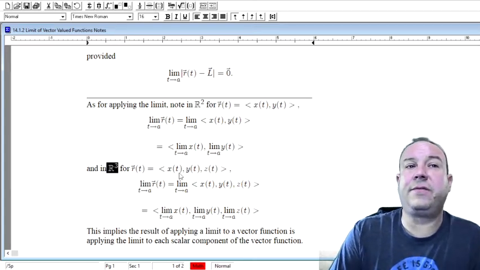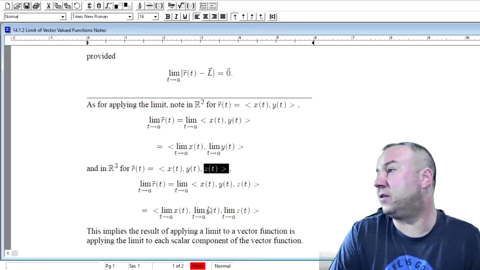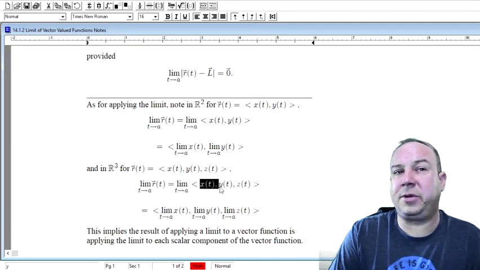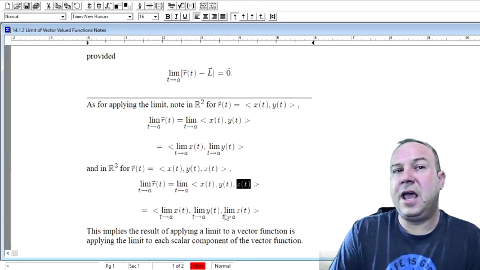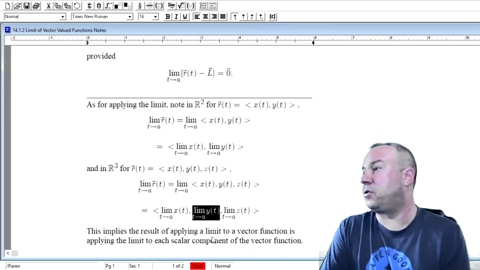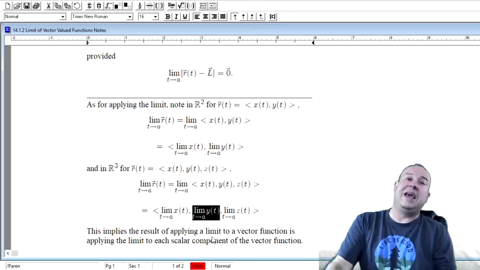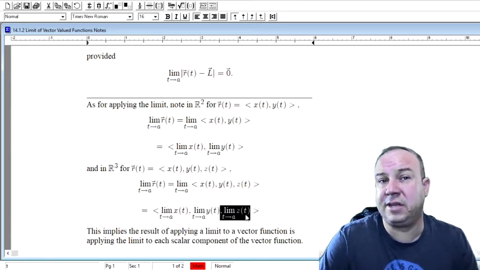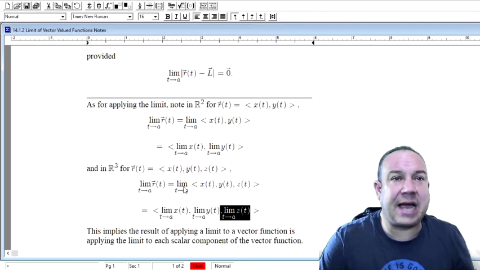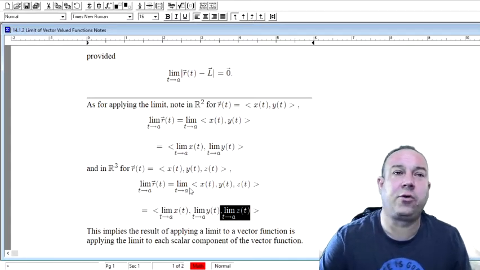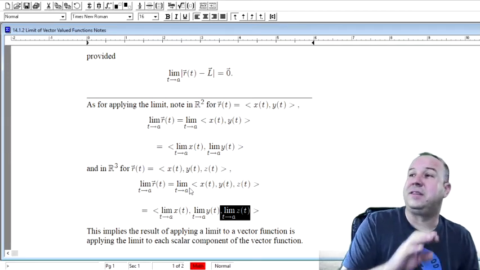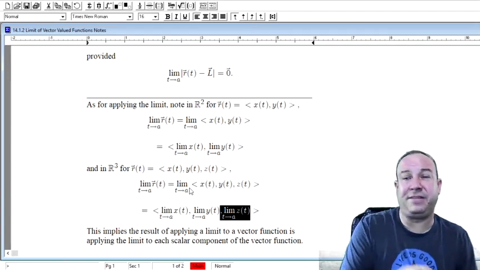Similarly, in R3, if we add in a third component to our vector description, when we apply that limit again, it will just distribute itself across all components. And we will see the limit as t approaches a for x of t is the first component. The limit as t approaches a for y of t is the second component. And now for the third component, we would have the limit as t approaches a for z of t. All right? To apply a limit to a vector valued function, you are just going to distribute the limit to the components of the function and evaluate the limit for the scalar components of the vector valued function.